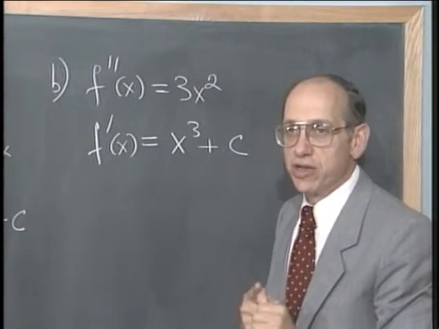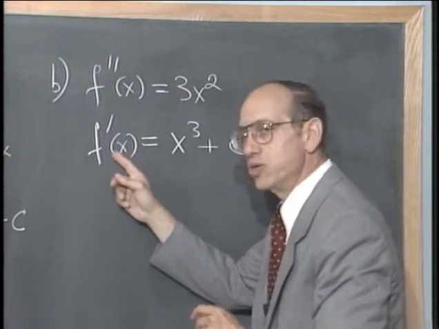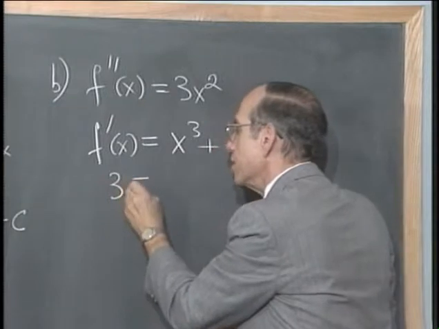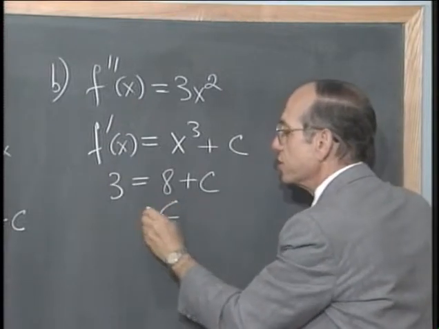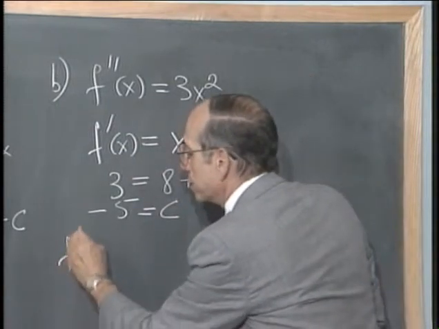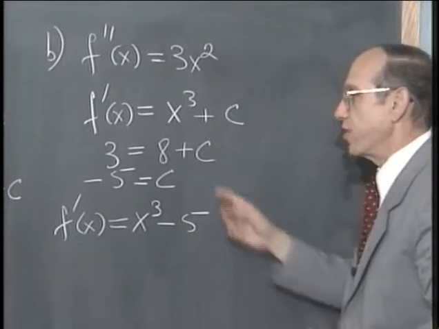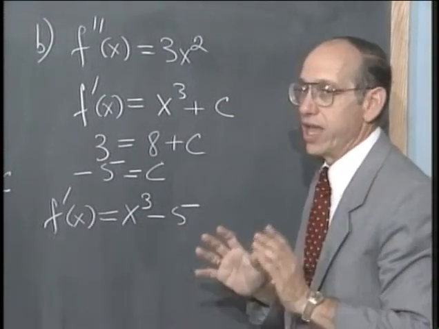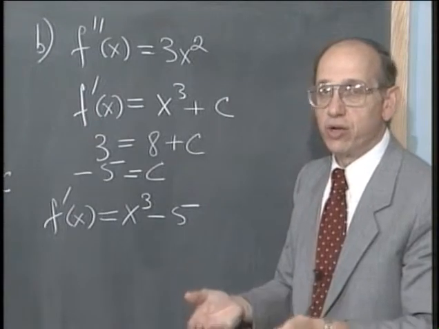Again, we have that subsidiary condition. When x equals 2, f prime is supposed to equal 3. So if I substitute x equals 2 into this expression, I get 3 for f prime. So I have 3 is equal to 2 cubed is 8 plus c, and this tells me that c is equal to minus 5. Now go back. F prime of x is equal to x cubed minus 5. Is that right? X cubed plus c. We just found c was minus 5. F prime of x is x cubed minus 5. Halfway. Now we have to get back to f of x. To get back to f of x, we must anti-differentiate one more time.